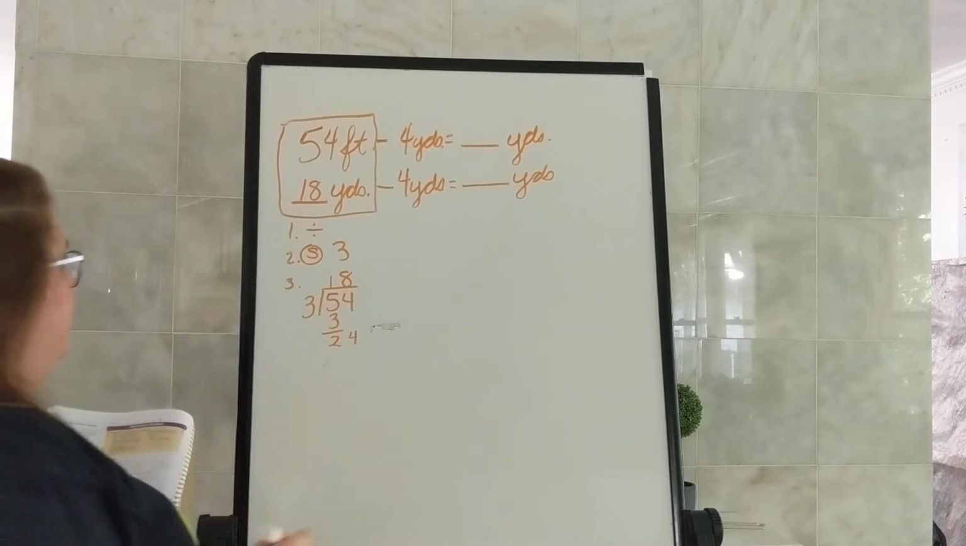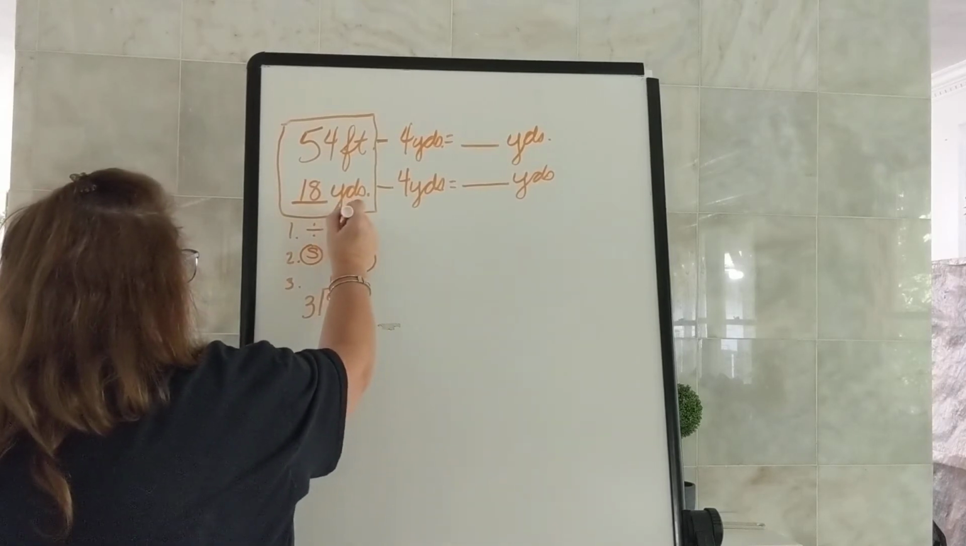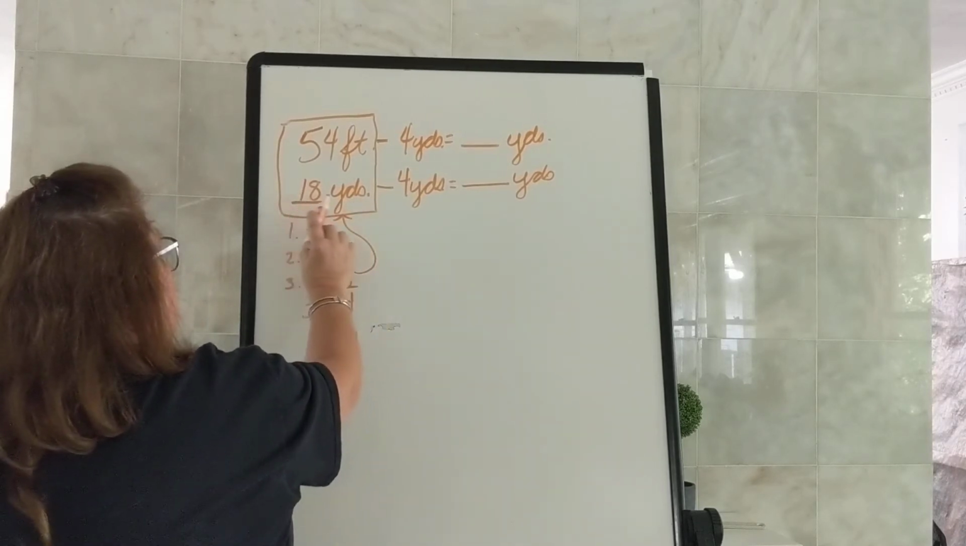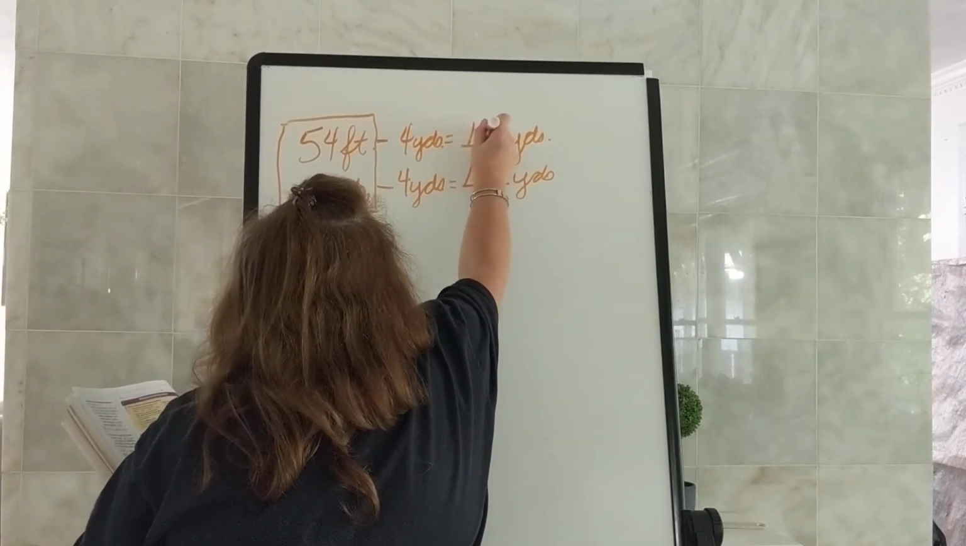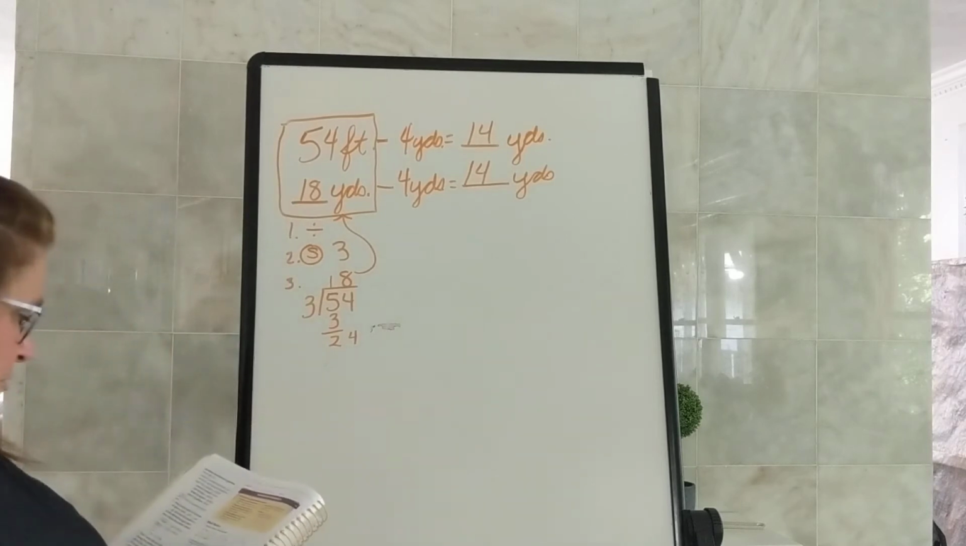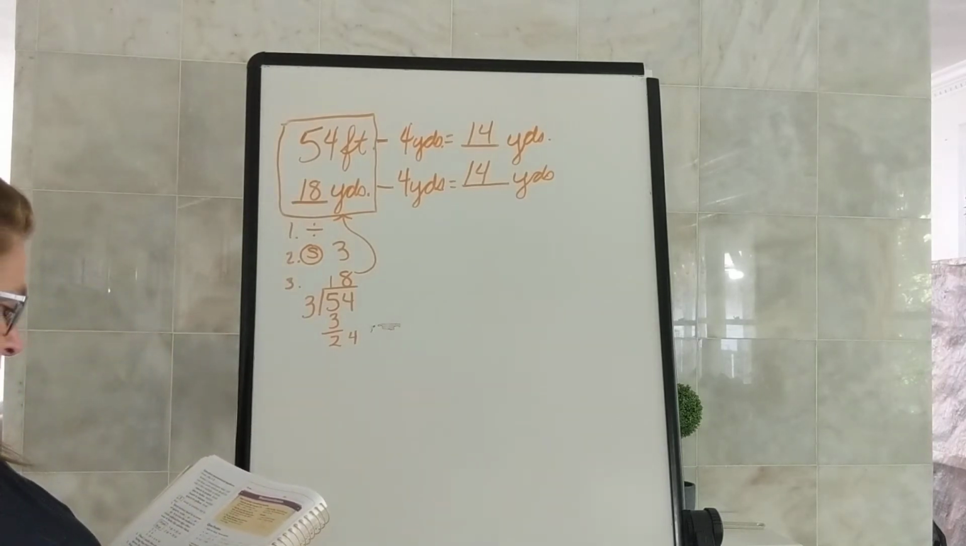We come up, put that on the line. Remember, that's going up here to our conversion box. So now we have 18 yards minus 4 yards equals 14 yards. That is our answer.